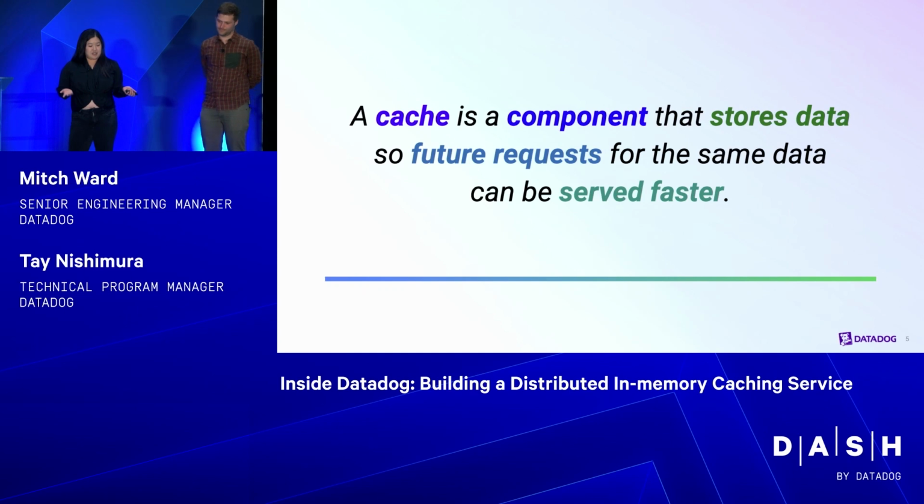Let's start with a definition. A cache is a component that stores data so future requests for the same data can be served faster. Now, a component could be hardware or software, and the data could be something that is a result of an earlier computation or just a copy of something stored somewhere else.